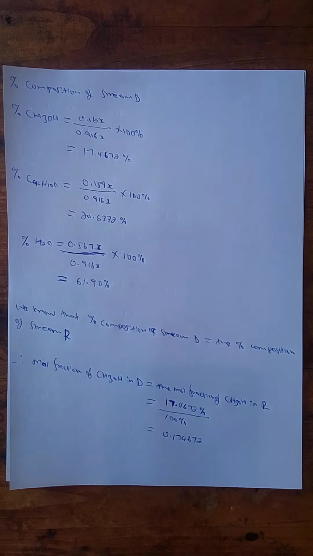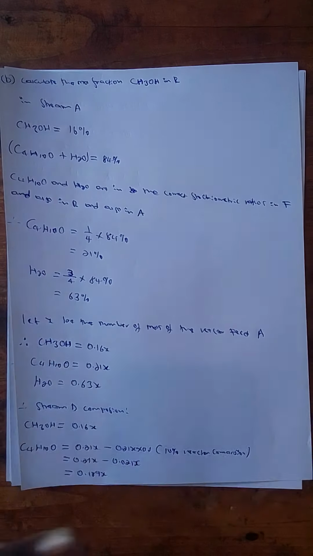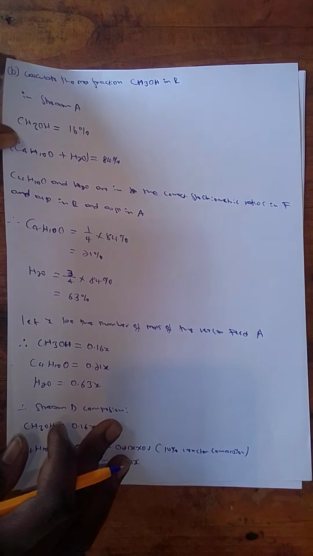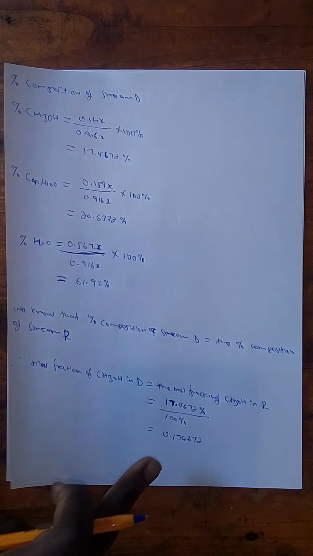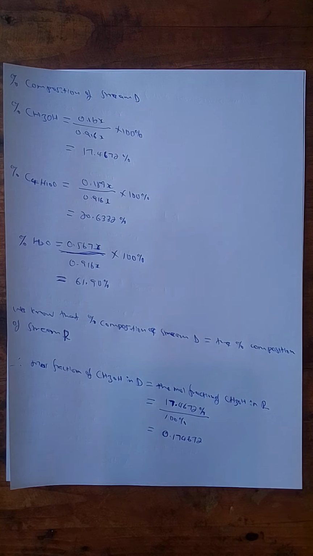And if you use your calculator, it gives you 0.174672. So this then becomes, remember our question was saying, calculate, where is it? They wanted the mole fraction of CH3OH in R. And yeah, this is it here. If we're able to calculate that, then this means that we have actually concluded question B of this semester test. So thank you for your time, and I hope we meet again in our next video.